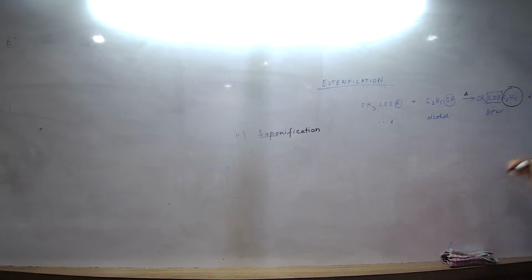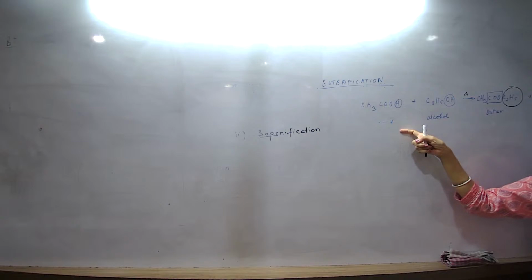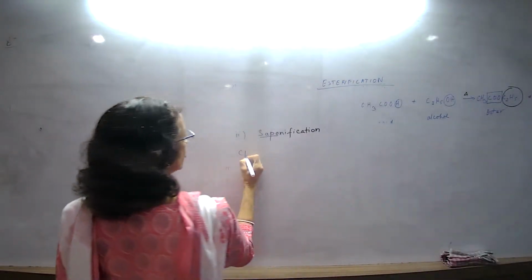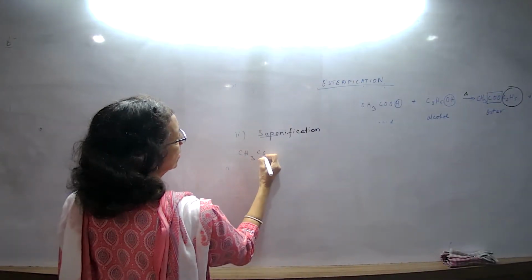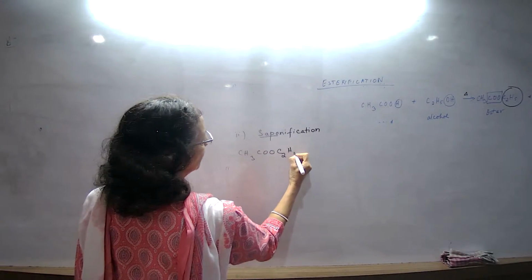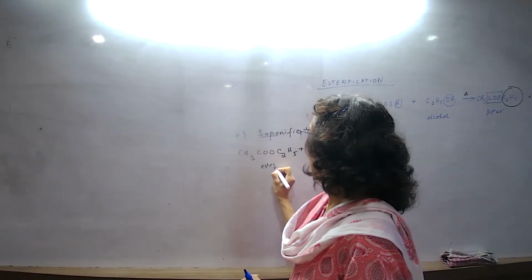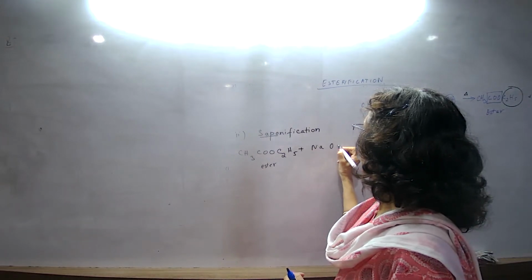Okay, so what do we do? We are starting with an ester and we are treating it with sodium hydroxide. Here what did we treat it with? We have treated it with an acid. Now if I am treating it with sodium hydroxide, the reverse reaction will take place. You understand? Let's see what is going to happen. I am taking this ester, which happens to be CH3COOC2H5. What is this? This is an ester. Okay. Now we are going to treat it with sodium hydroxide.